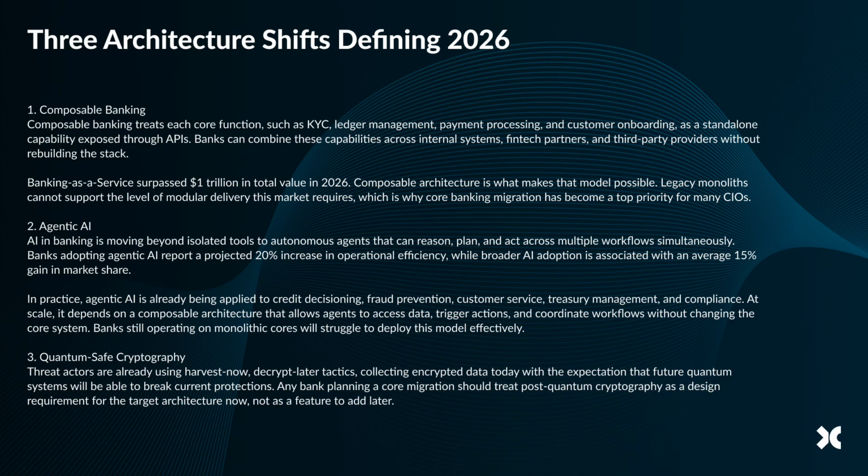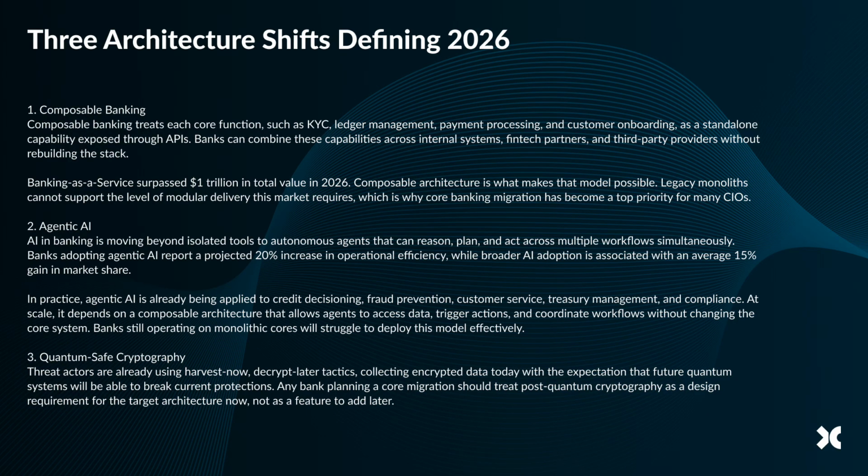1. Composable banking treats each core function, such as KYC, ledger management, payment processing, and customer onboarding, as a standalone capability exposed through APIs. Banks can combine these capabilities across internal systems, fintech partners, and third-party providers without rebuilding the stack.